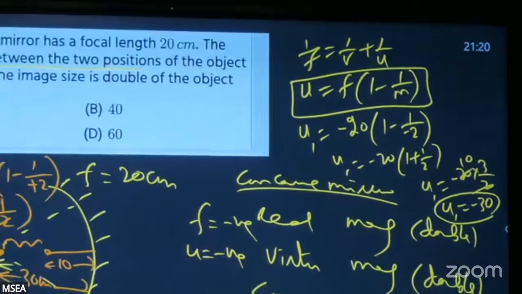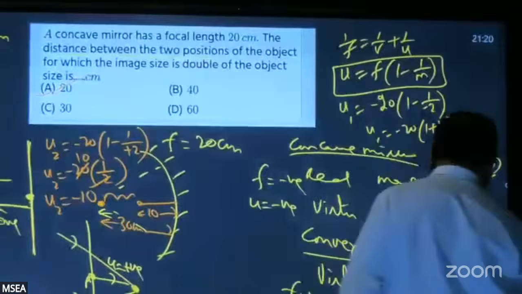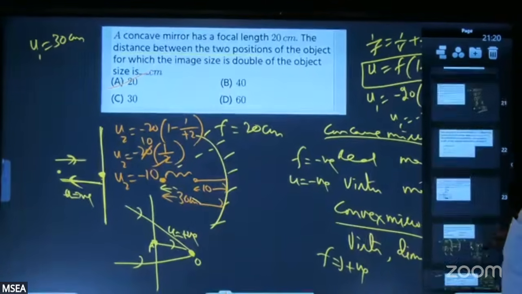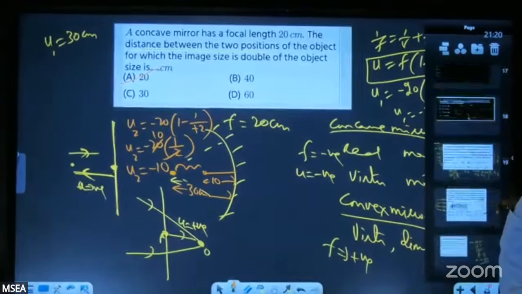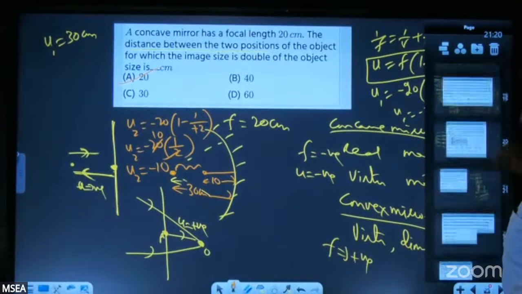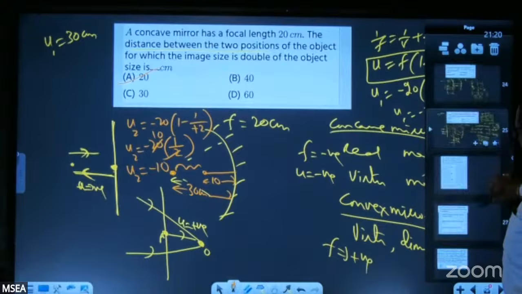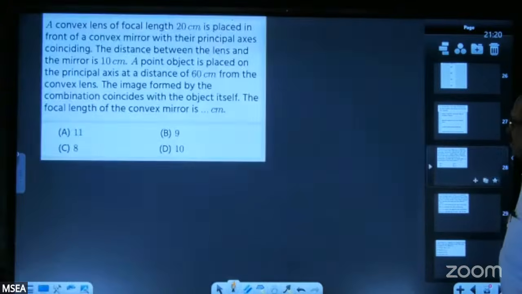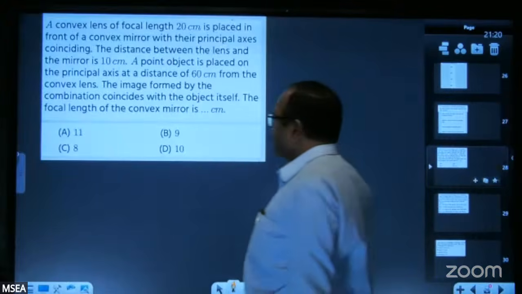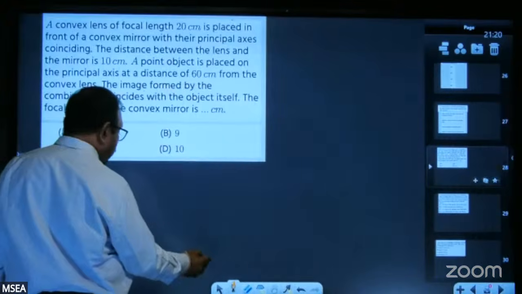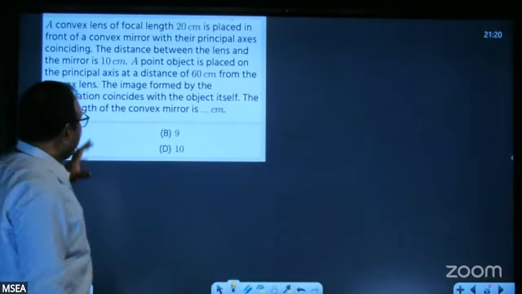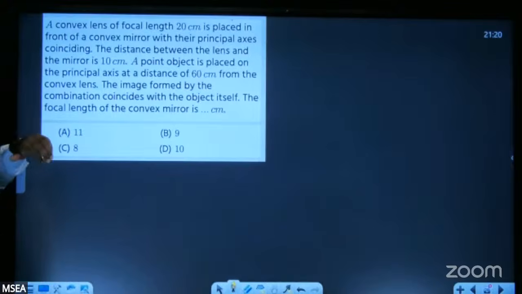Right. Next, we move on to one combination of lens and mirror we can take. So let us take this combination of lens and mirror. Then one question we will take, let us see this one. It's a combination of lens and mirror, and also most important, this one concept we discuss here.